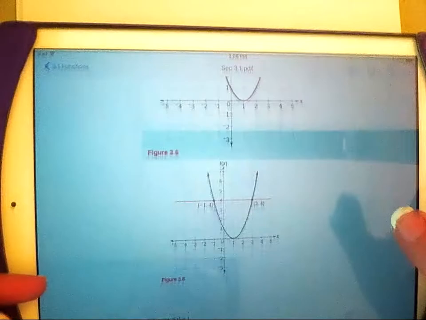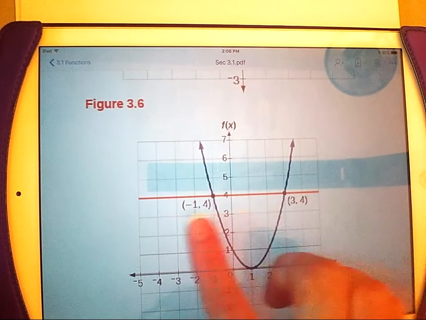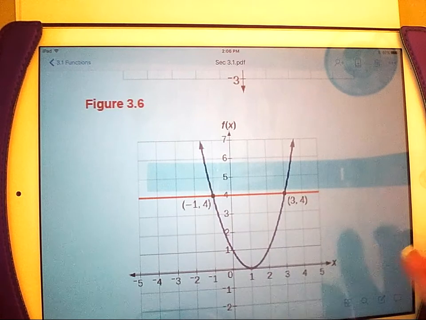Let's try a different one. Here you can see it a little bit better, where they put in the line y equals 4.